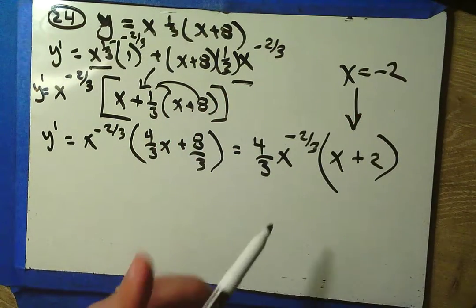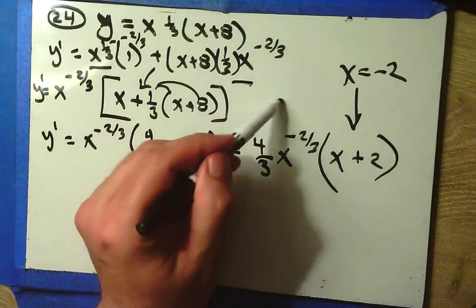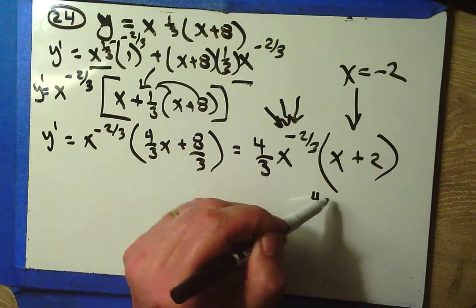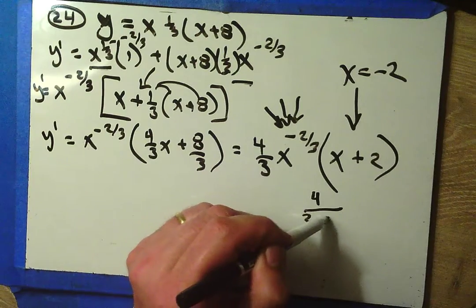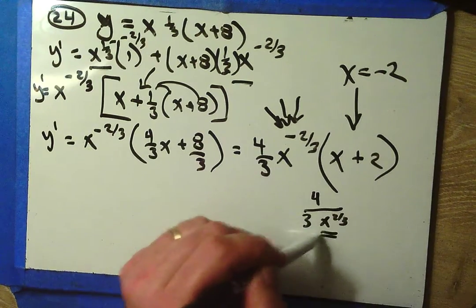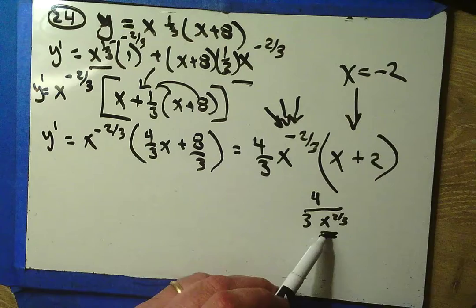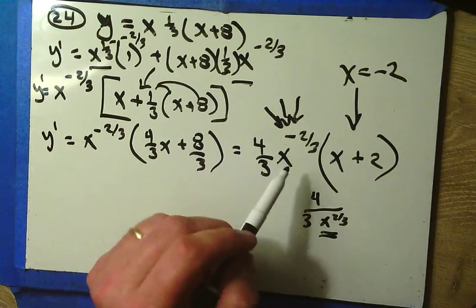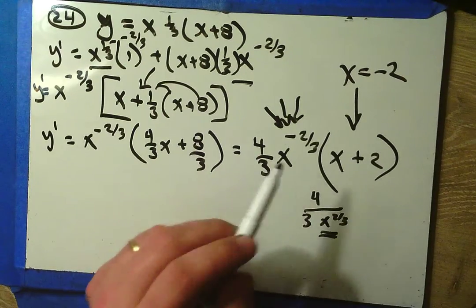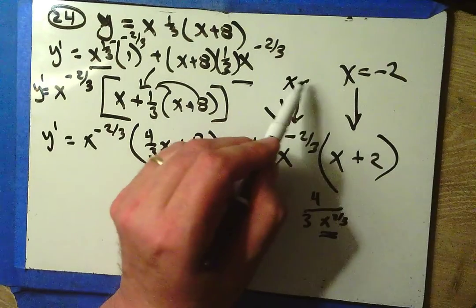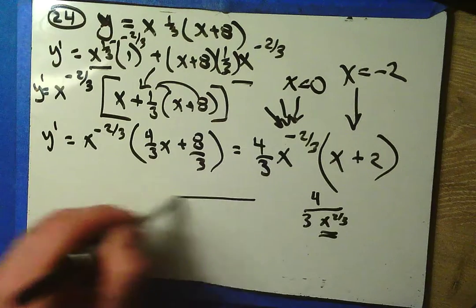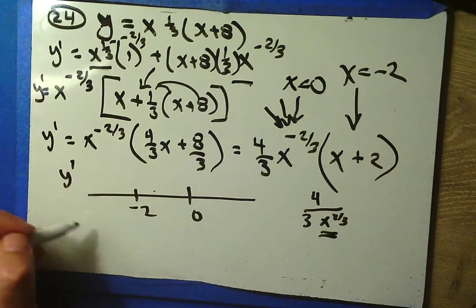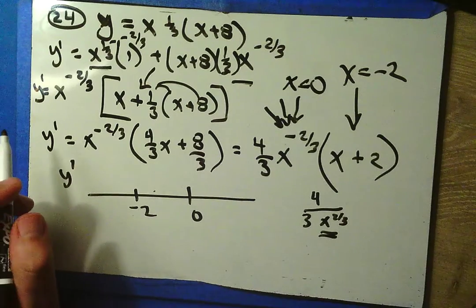But we also want to know when y prime is undefined. And any of these negative exponent things, remember, they're going to be the same as x to the positive 2/3. Why, look, it's in the denominator. So whenever this is equal to 0, we know we found when the derivative is undefined, and that happens at x equals 0. So we've got -2 and 0 on y prime, and let's check some values.